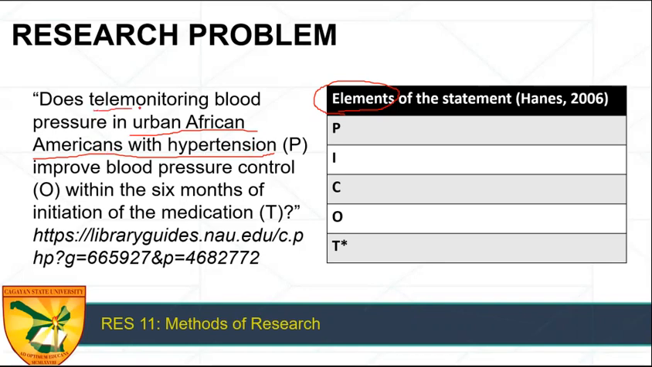It's telemonitoring of blood pressure. So your control is not stated most of the time, but it is implied. Our intervention is telemonitoring of blood pressure. Control here is no telemonitoring of blood pressure. For the outcome, you will see here improved or improvement in blood pressure control. That's the outcome. And for the time element, you can see here already 6 months of initiation of the medication, 6 months.